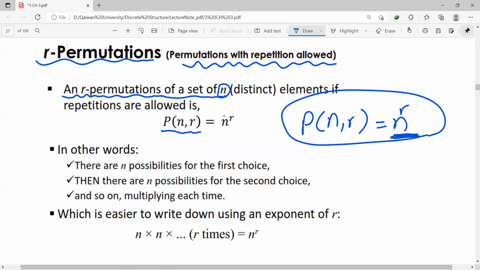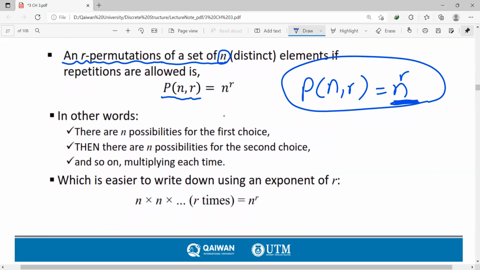Why? Because we choose the first thing from n things, and then we choose the second one from n things, and so on for the others. That's why it equals n times n times n, up to n, r times. We multiply n by itself r times, and we get n to the power r.